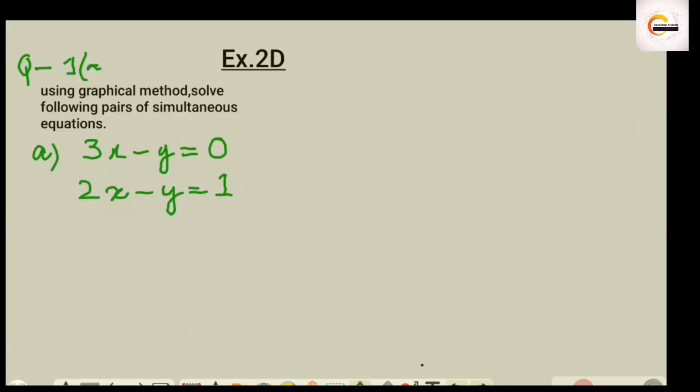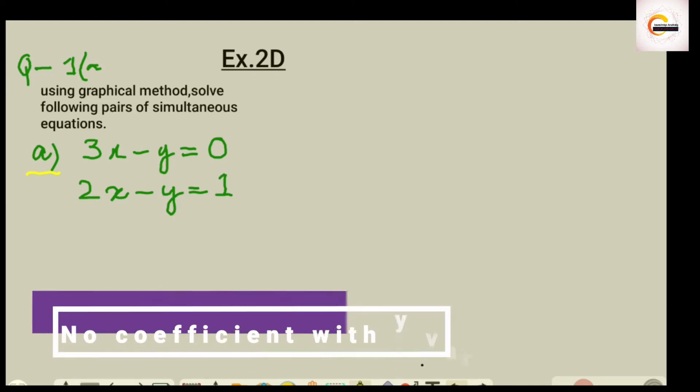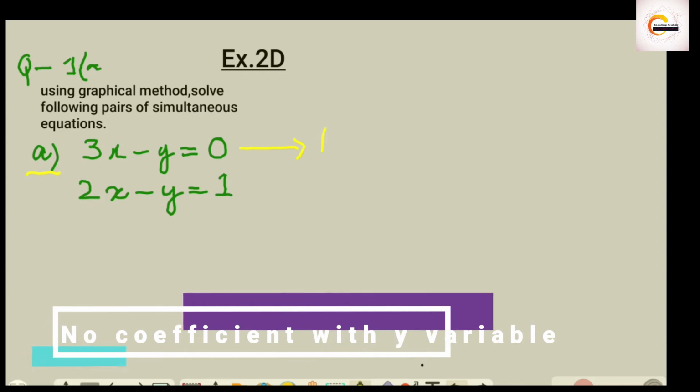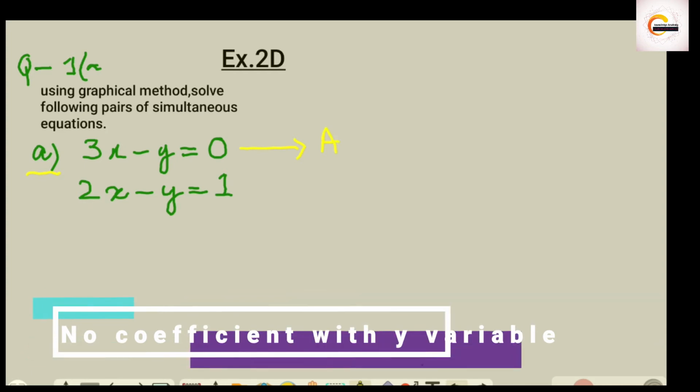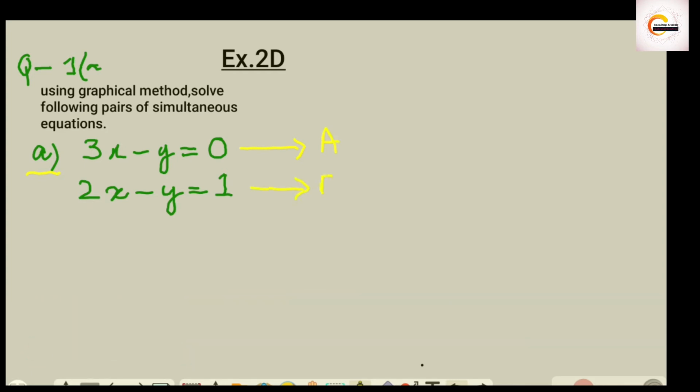Okay, so question number 1, part A: using a graphical method, solve the following pair of simultaneous equations. Part 1A is 3x minus y equals 0, and this is one equation. Let's call this equation A. And 2x minus y equals 1. Let's call this equation B.